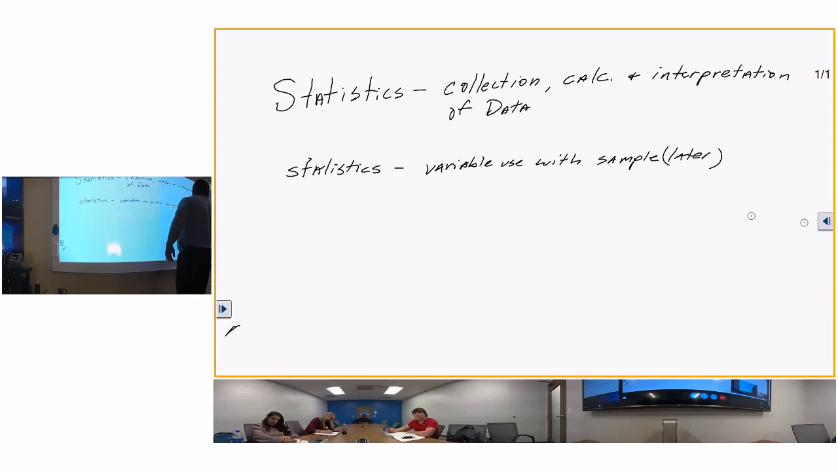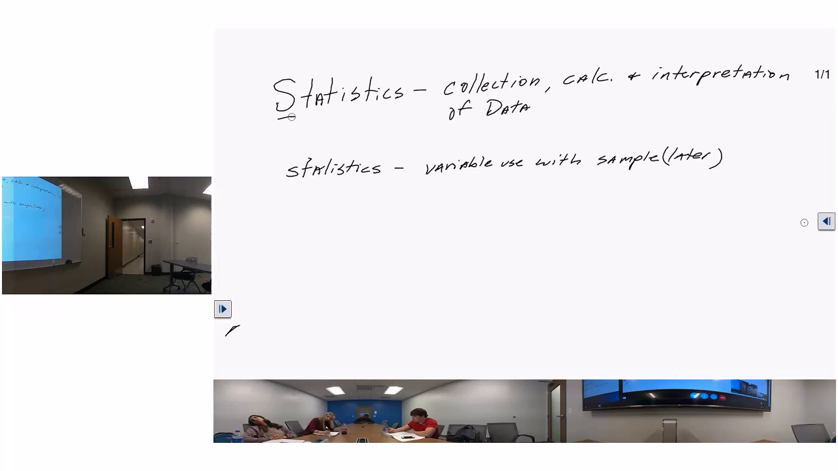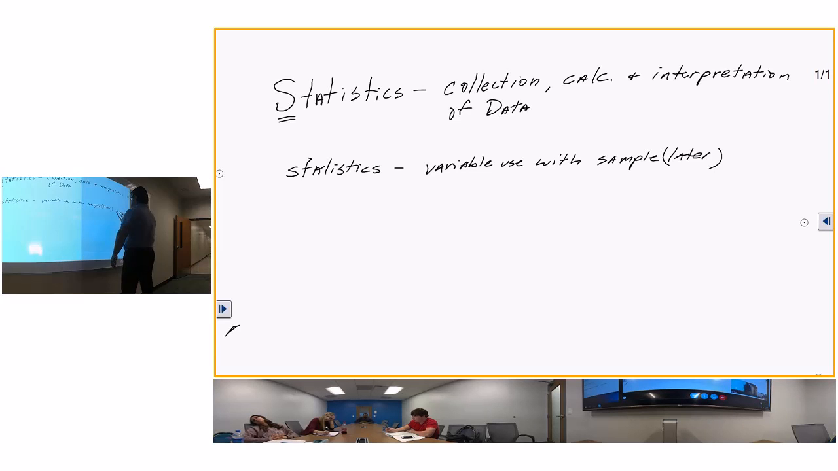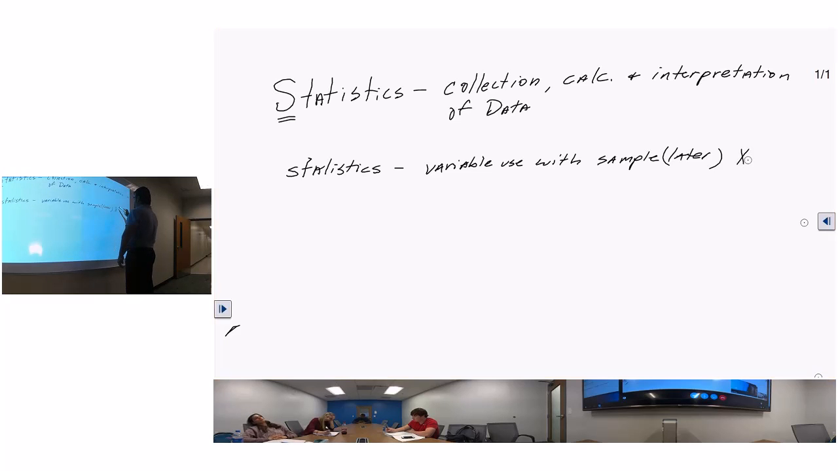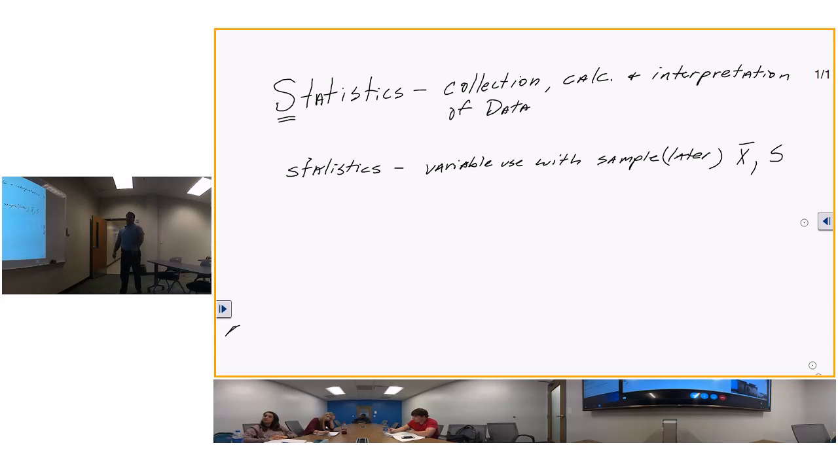So when we're talking about statistics as a broad subject, we're dealing with a capital S. If we're talking about statistics like, and I'll just give you several examples, the mean and the standard deviation, those are two parameters that are used with the sample, and they're called statistical variables, or statistics with a little s. All right, that's supposed to be a T right there.